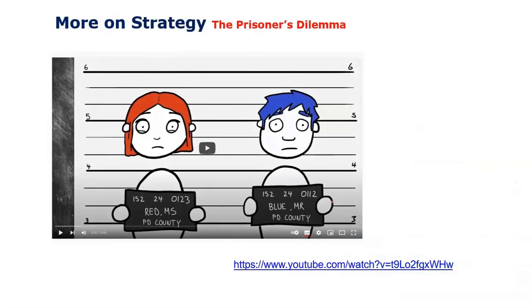Now, one thing I would say to you is have a look at this. This is quite interesting. I won't play it now, but this is something called the prisoner's dilemma. It's a bit in advance of what we've got, but it's also interesting as well. So you might want to have a look at that. I'll leave that there for you to have a look at.